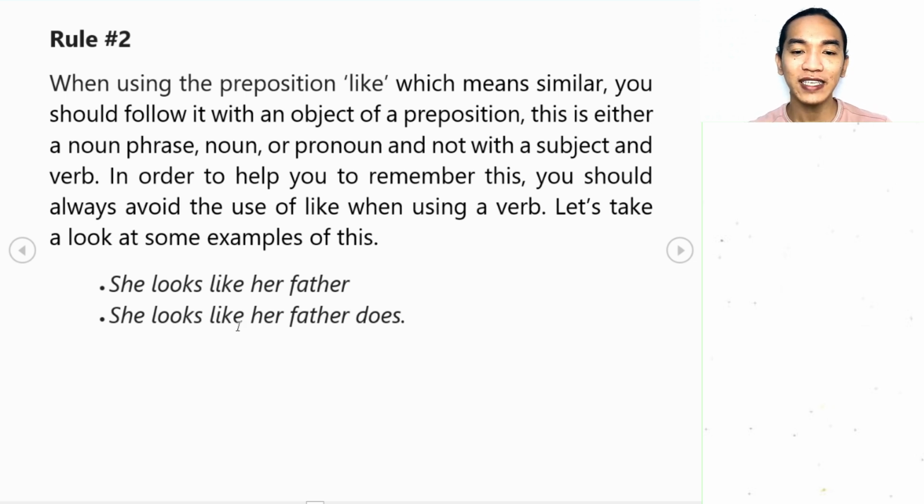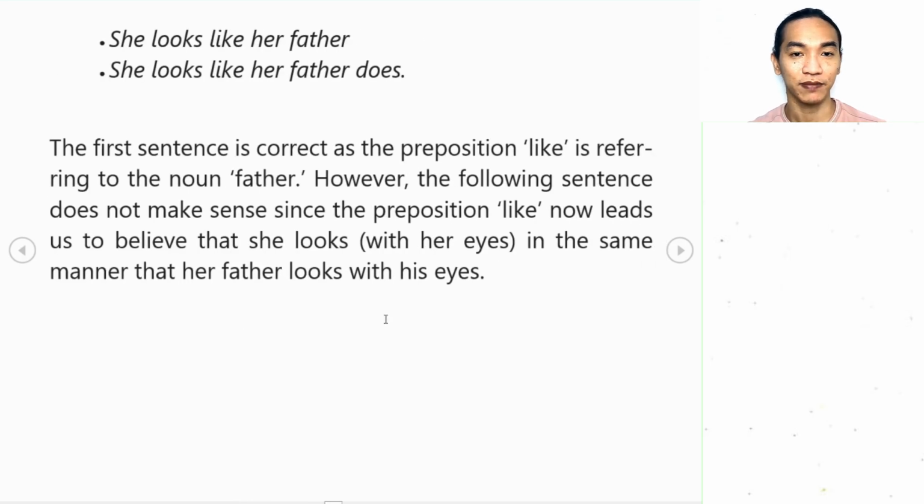Now, you can see after like there is the verb does, which makes it not a preposition in this case. It doesn't mean similar. Now, the first sentence is correct as the preposition like is referring to the noun father.